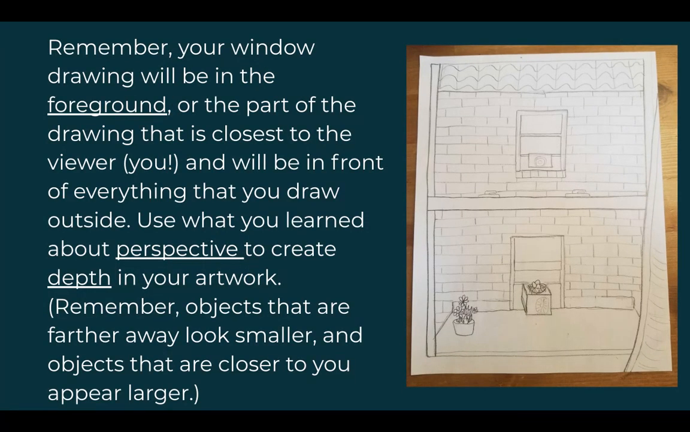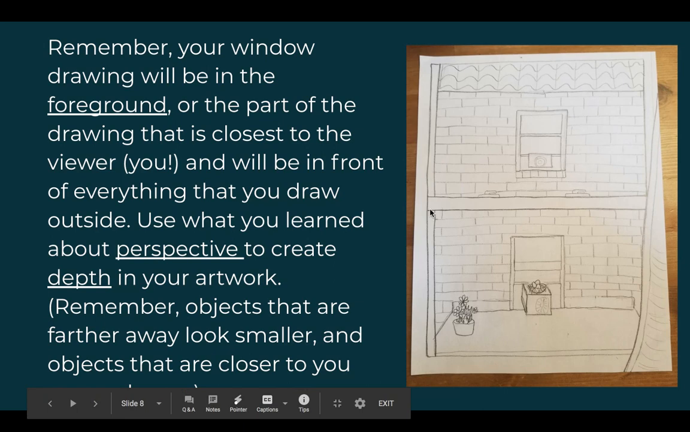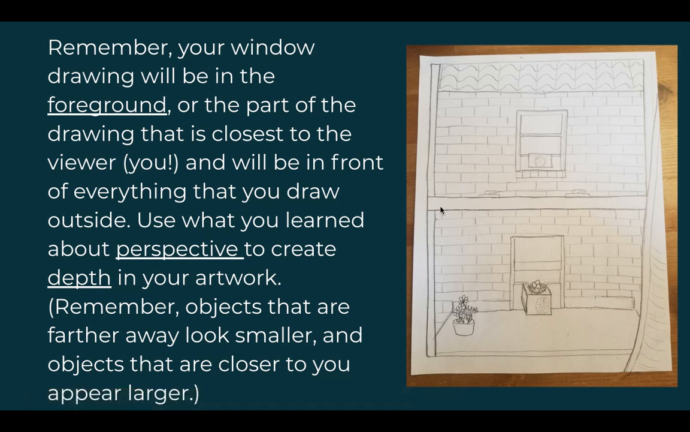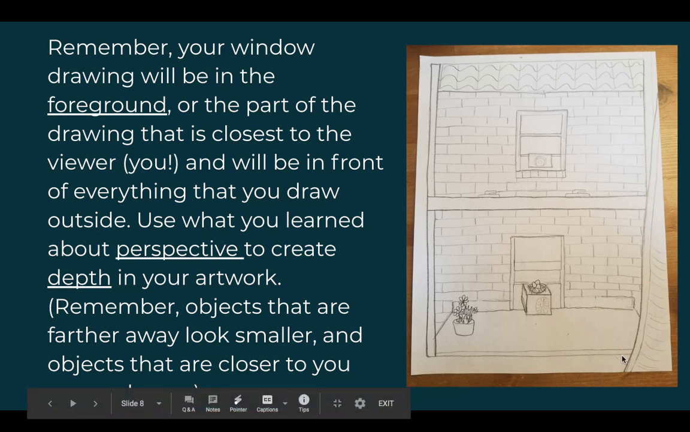Remember, your window drawing will be in the foreground, or the part of the drawing that is closest to you, and it will be in front of everything that you draw outside. Remember to use what you learned about perspective to create depth in your artwork. In order to create depth, remember, objects that are farther away from you look smaller, and objects that are closer to you appear larger. So again, my foreground is my window here. This appears larger, right? It's in my foreground. I can almost reach out and touch that window.